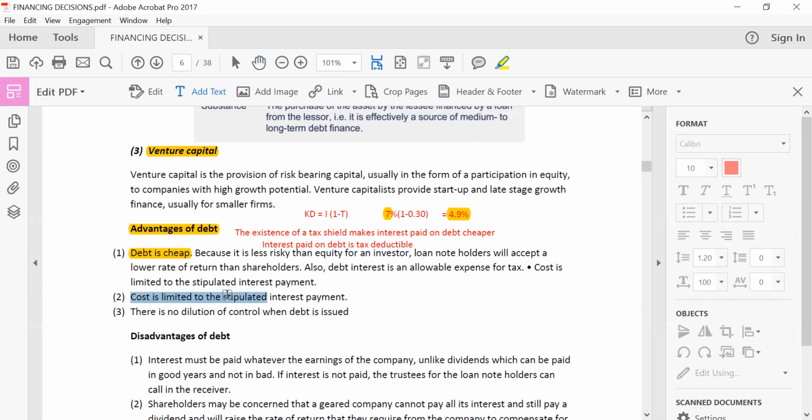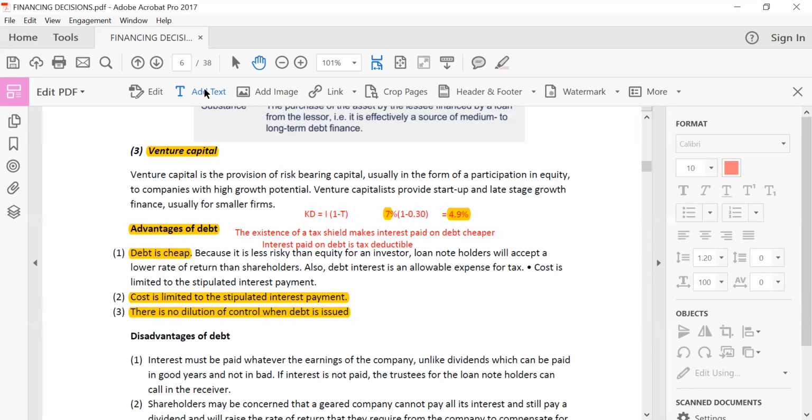Next advantage, cost is limited. Cost is limited to the stipulated interest payment. That means the cost you pay is only based on the period that you have been specified. It doesn't go beyond it, right? Good. The next one, there is no dilution of control when debt is issued. So if you go for debt, the one who was having 50% majority shareholding also has the same majority shareholding. There is no dilution of control when debt is issued. We do not talk about control when it comes to debt.